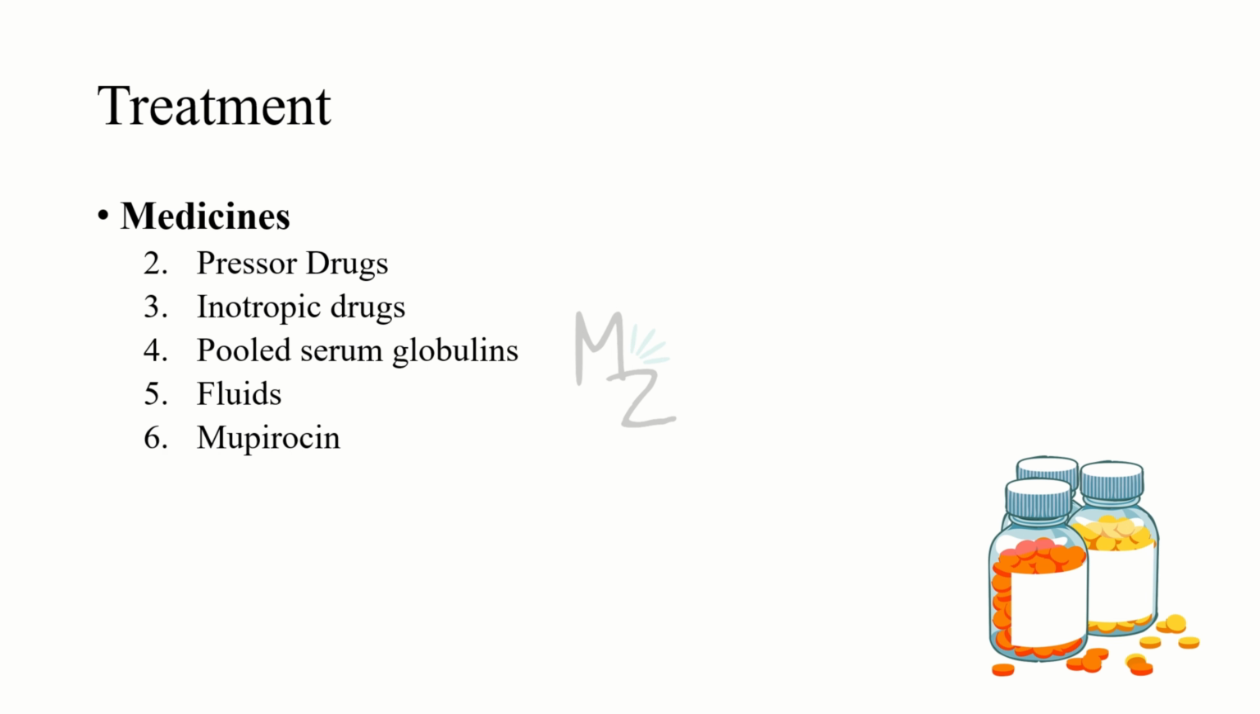The treatment of toxic shock syndrome involves correction of shock by using fluids, pressor drugs, and inotropic drugs, administration of a beta-lactamase resistant penicillin such as nafcillin, and also pooled serum globulins can be used, which contain antibodies against toxic shock syndrome type 1 toxin. Mupirocin is very effective as a topical antibiotic in skin infections caused by Staph aureus. It has also been used to reduce nasal carriage of organisms in hospital staff and patients with recurrent staphylococcal infections. A topical skin antiseptic such as chlorhexidine can be added to mupirocin.